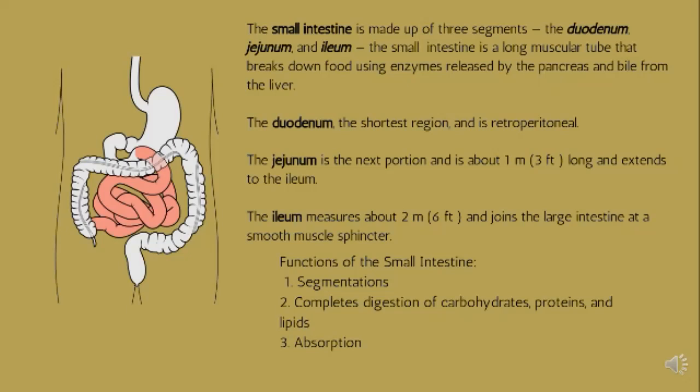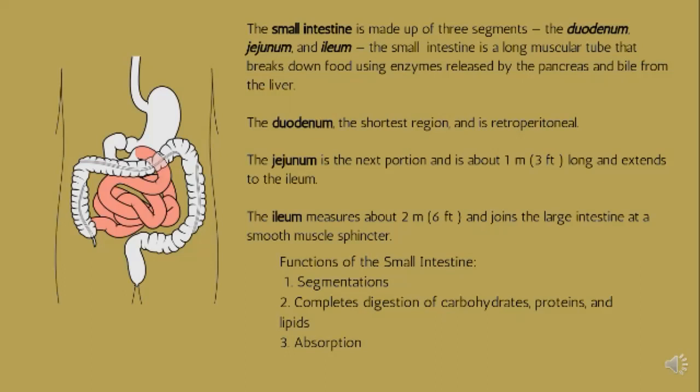The jejunum is the next portion that extends to the ileum. Jejunum means empty, which is how it is found at death. The final and longest region of the small intestine is the ileum. Ileum means twisted. It measures about 2 meters and joins the large intestine at a smooth muscle sphincter.